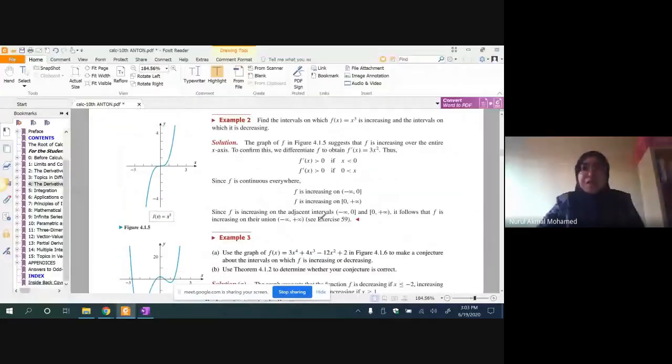That is how you decide the shape of the graph for the function f, okay? So it is increasing from negative infinity up to zero, and then it's also increasing from zero up to infinity. So this one, x equal to zero, is called an inflection point. Okay, it is not a minimum and it is not a maximum point.